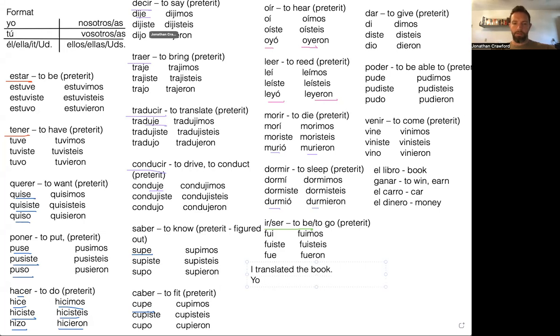I is yo. Translate is, it's in there. Where is it? Traducir, right here, traducir. What's the yo form? It's one of the J's. Traduje. Yo traduje. How do you say book? El libro. I translated the book. Yo traduje el libro.